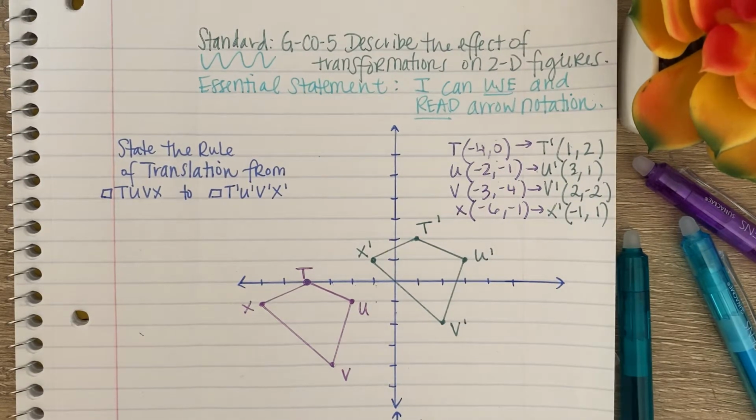And the reason I wrote out the points for you is so it's easier for you to plot your quadrilaterals before you do the problem. Now, the rule states, or actually not the rule, but the question asks you, state the rule of the translation from quadrilateral TUVX to quadrilateral TUVX prime, okay? And how are you going to use arrow notation for this?